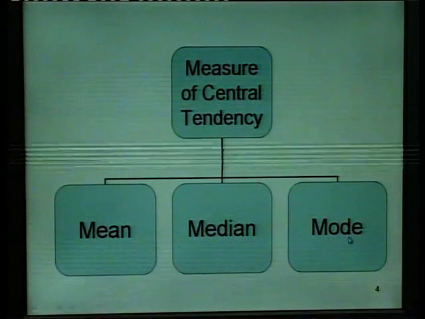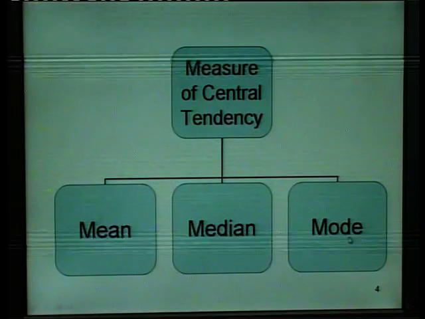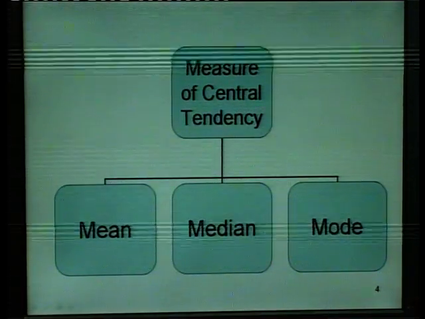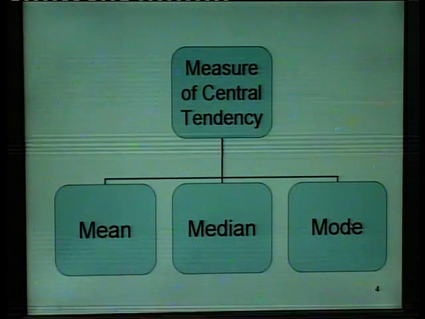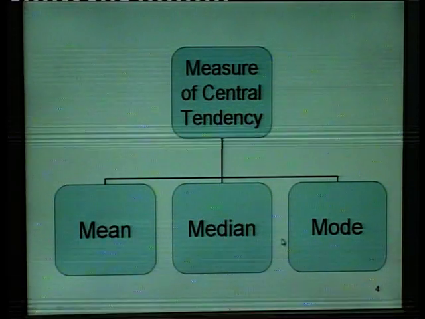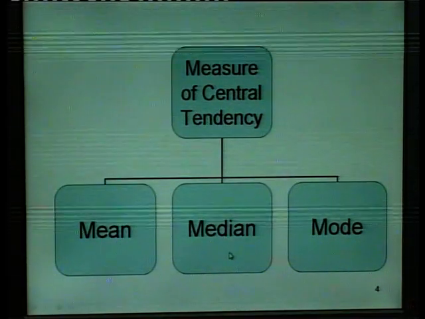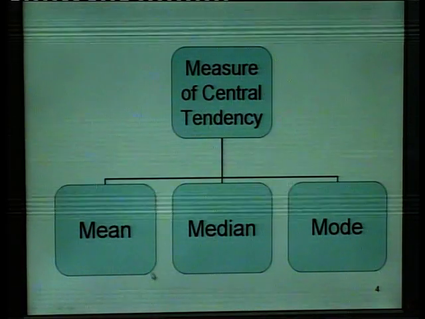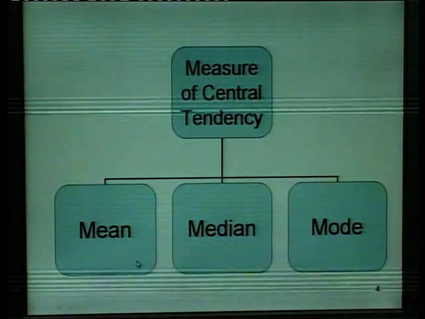Mode. Mode is that value which appears frequently in the data. The value which appears the maximum number of times in the data is called the mode. So, we can measure central tendency in three ways: mean, median, mode. But in this lecture, we will discuss mean.